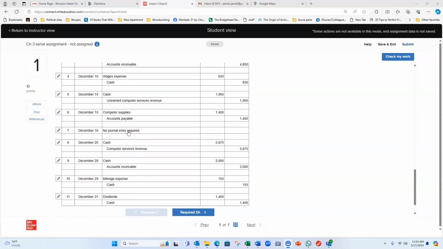The other one, we sent somebody a reminder to pay their bill. Not an entry, not a financial entry. We completed a project for cash, debit cash, credit revenue. We got some more cash on account from somebody else. We paid mileage expense, debit expense, credit cash, and we paid dividends, debit dividends, credit cash.